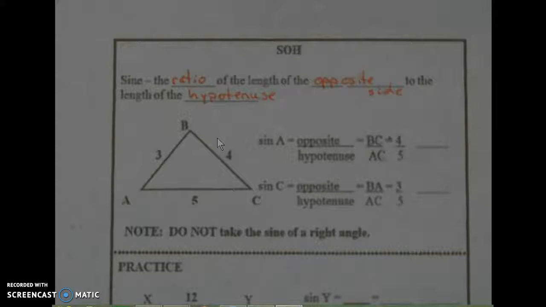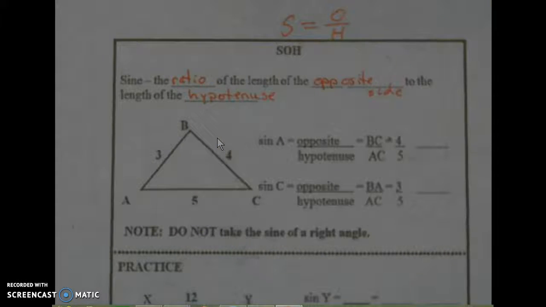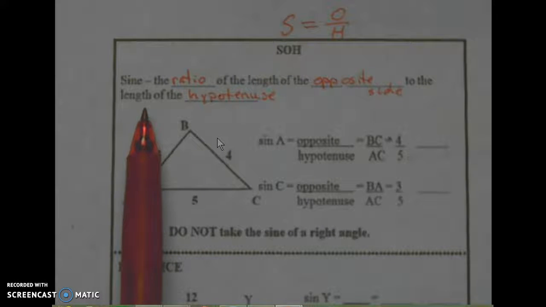We're continuing on with our trig notes on the pink paper that you picked up. We're looking at SOHCAHTOA, the SOH, the sine function. If I look at that S, it means the opposite over the hypotenuse. That's the ratio I'm looking at. So the sine function is the ratio of the length of the opposite side to the length of the hypotenuse.